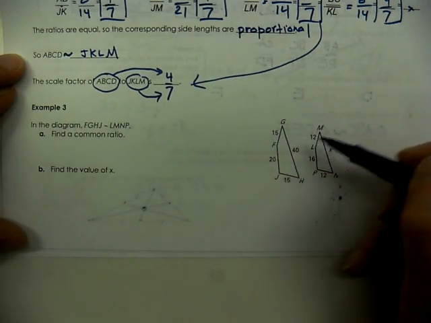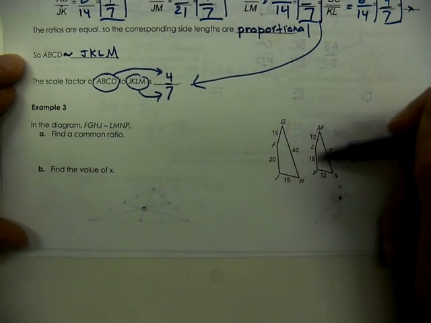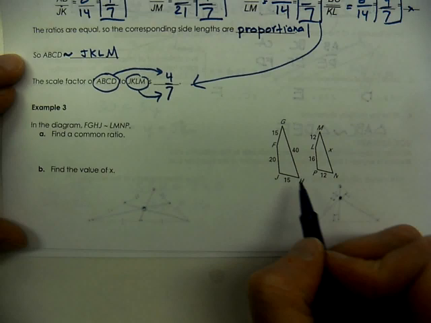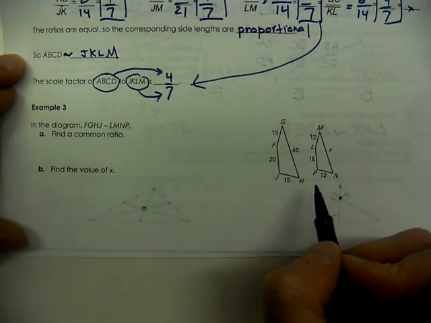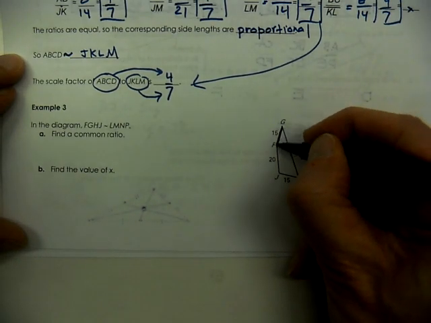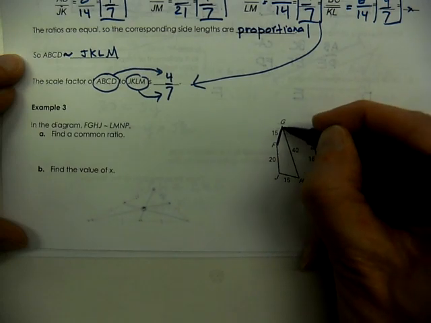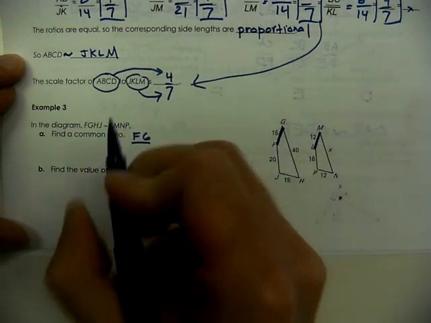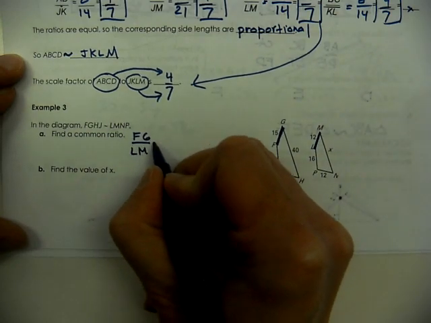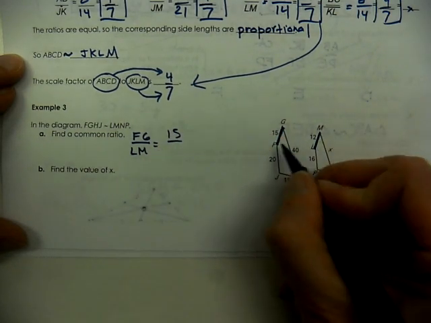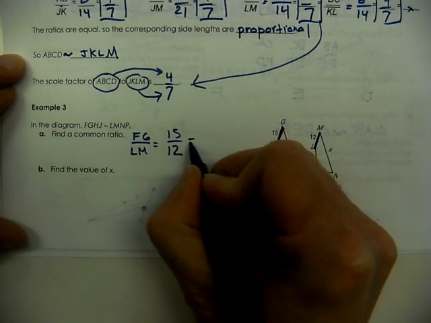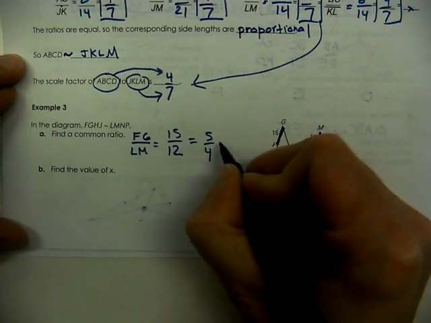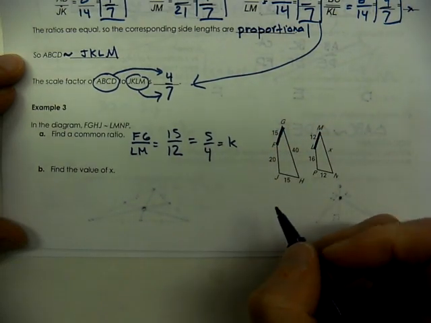We could pick this upper left with this upper left. We could pick the left side with the left side. We could pick the bottom side with the bottom side. But you want to pick 2 sides that have numbers so we can set up a ratio. And I guess I'll pick this upper left side. So that's what I'm highlighting here, just so you can see I'm looking at that. I'm going to use FG and LM. All right, so that means we have a ratio of 15 over 12. Now we always reduce our ratio, so that'll give us 5/4. So that's the common ratio, but it is also the scale factor.